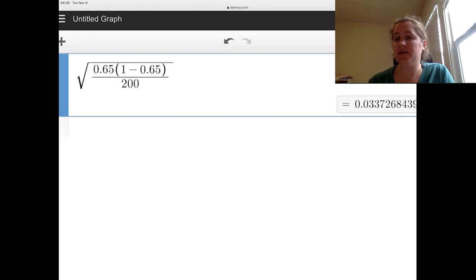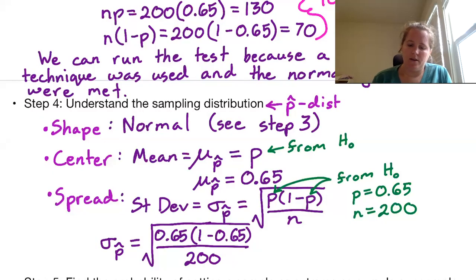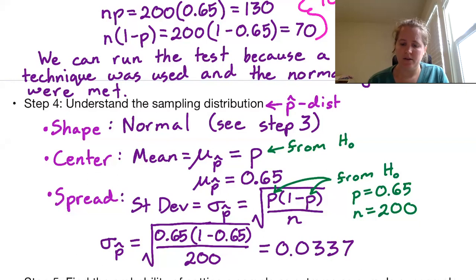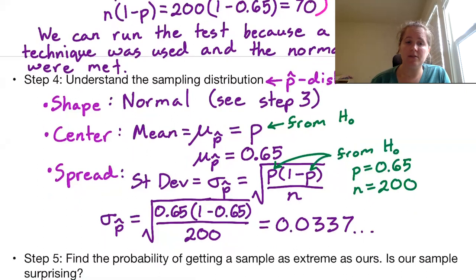And so the advantage of using Desmos as opposed to a scientific calculator is that you can make it look exactly like what you have written and verify that you've typed in the correct thing. So we wind up getting 0.0337 as our standard deviation. So now let's switch back to our notes. We had, this was equal to 0.0337 approximately. We technically kept going. So we have our shape, center, and spread.